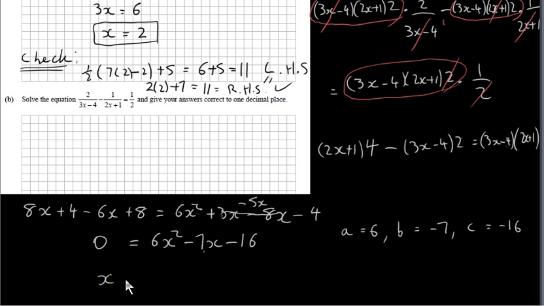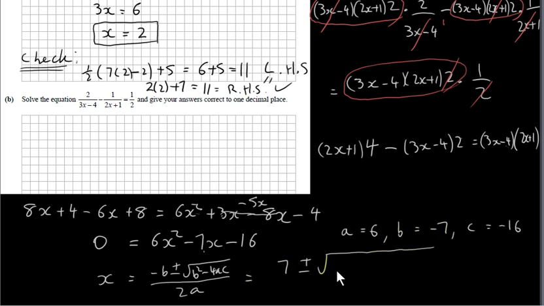So we know that x is equal to minus b plus or minus the square root of b squared minus 4ac all over 2a. So we've minus b, that's minus minus 7, that's plus 7, plus or minus the square root of b squared. Minus 7 squared is plus 49, minus 4 times a, which is 6, times c, which is minus 16. And all of this is divided by 2 times a, that's 2 times 6.